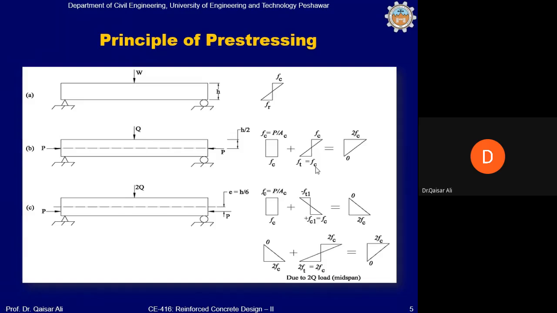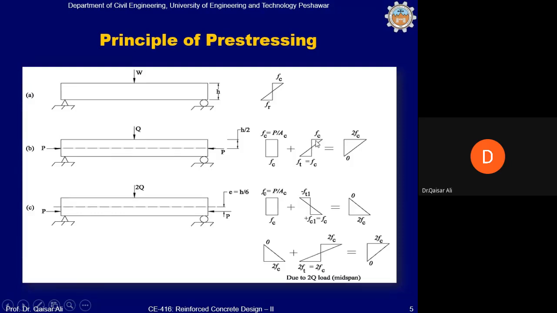Not every force P will be equal to this Ft, but if this P is of such a magnitude that it produces Fc equal to Ft, then the net tensile stress will be equal to 0. And this is possible. How? You know that Q will produce a stress Ft. You know this in the beginning, so you can calculate this Ft and Fc.